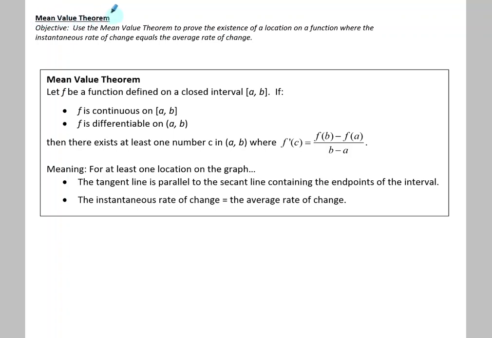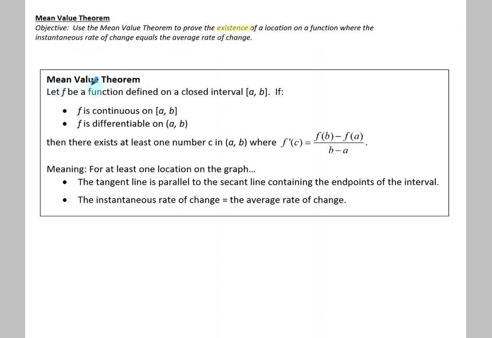Mean value theorem. Our objective is to use the mean value theorem to prove the existence of a location on a function where the instantaneous rate of change equals the average rate of change.